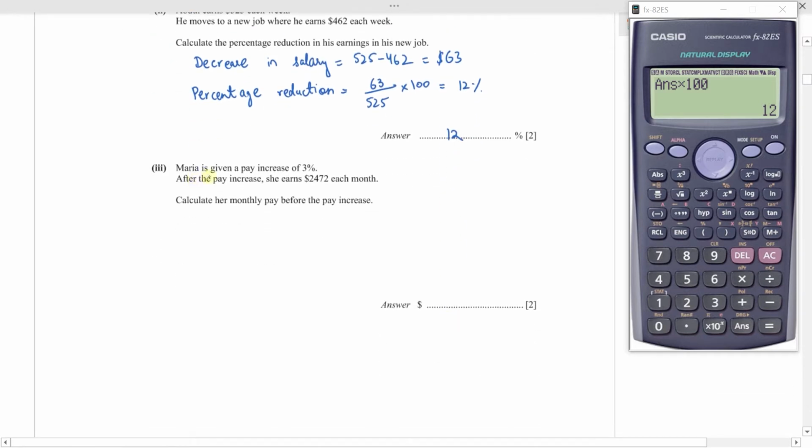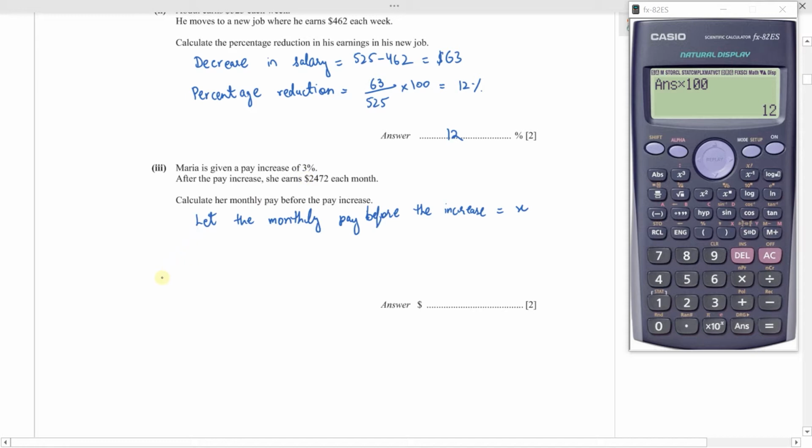Part 3 is Maria is given a pay increase of 3%. After the pay increase, she earns $2,472 each month. Calculate her monthly pay before the pay increase. So let the monthly pay before the increase equal X. And then she receives a 3% increase.